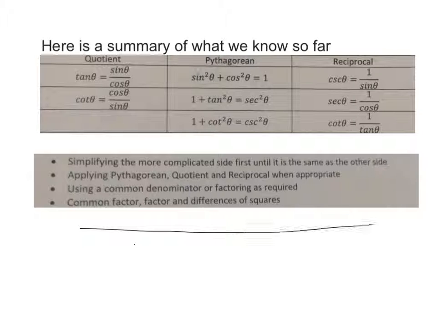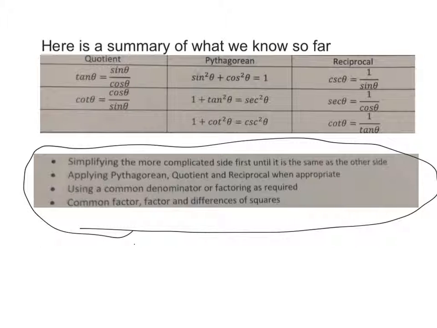At the bottom here, we also have a couple quick jot notes of how to go step by step through the identities, which would be a good thing to copy in your notes. They are: simplify the more complicated side first until it is the same as the other side. Apply the Pythagorean, quotient and reciprocal identities when appropriate, using a common denominator or factoring as required, and common factor, factor, and use difference of squares to solve. Knowing these base identities, it will be easier for us to solve harder identities.